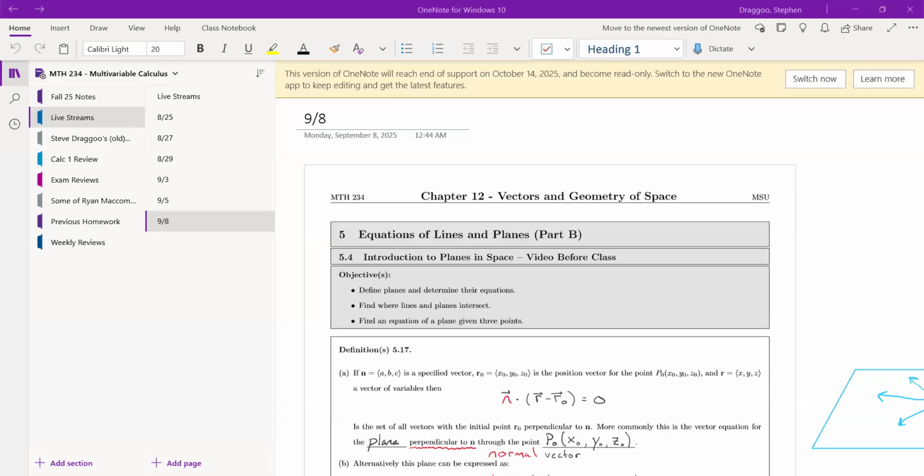Okay, today we're finishing up 12.5, which means we're gonna do all of the planes and stuff. So where does that bring us?